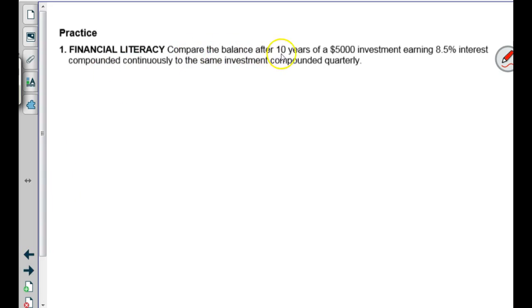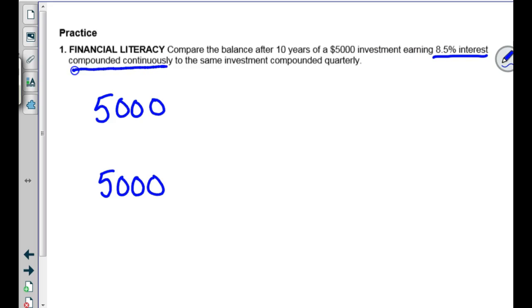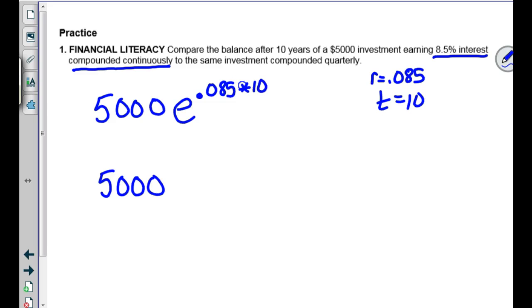Okay. Compare the balance after 10 years of $5,000 invested, earning 8.5% continually compounded. Okay, so what are we going to use for that one? E to the, okay, which R is 0.085. Yeah, and then T is going to be 10. Okay, someone can tell me what they get there.